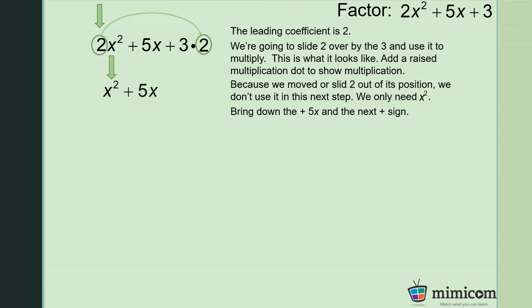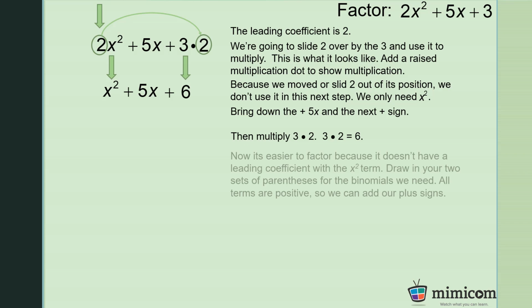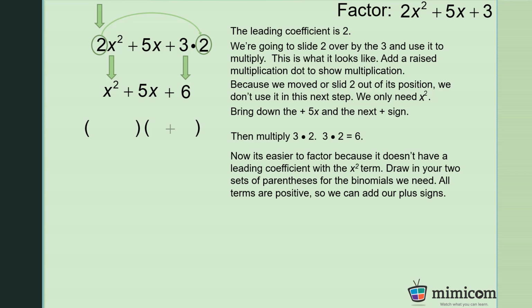Bring down the plus 5x and the next plus sign. Then multiply 3 times 2. 3 times 2 is 6. Now it's easier to factor because it doesn't have a leading coefficient with the x squared term. Draw in your 2 sets of parentheses for the binomials we need. All terms are positive, so we can add our plus signs.